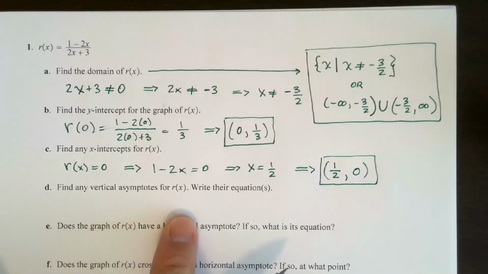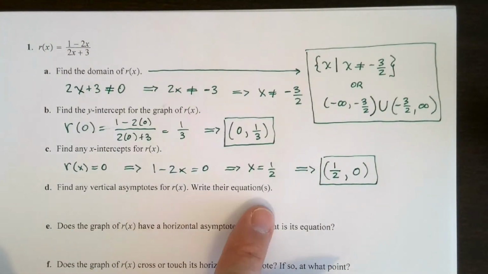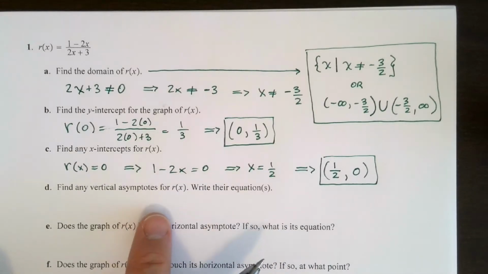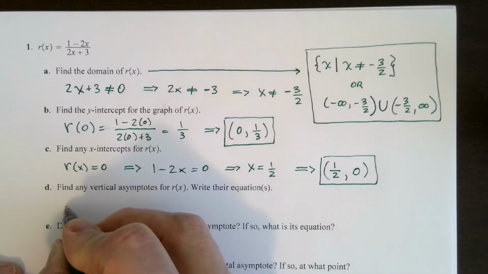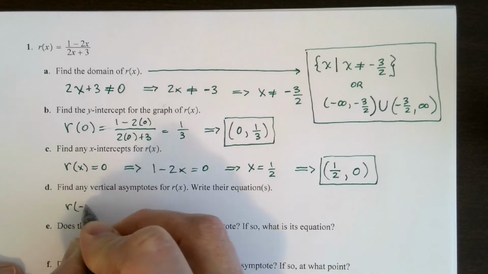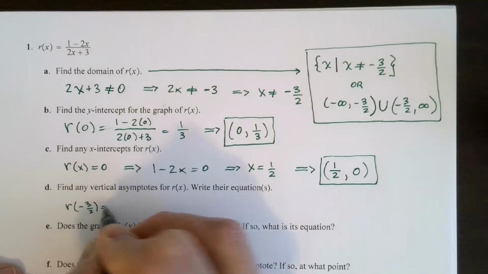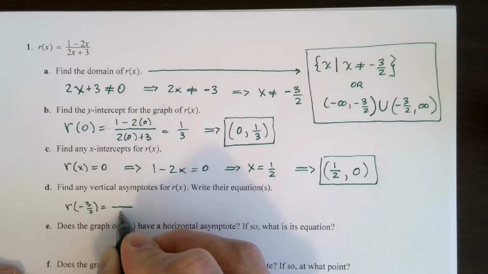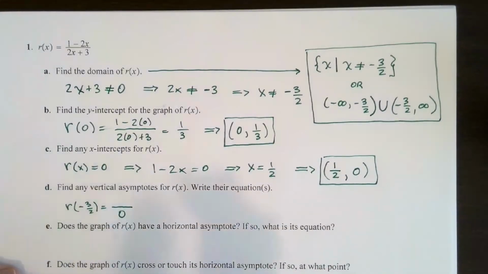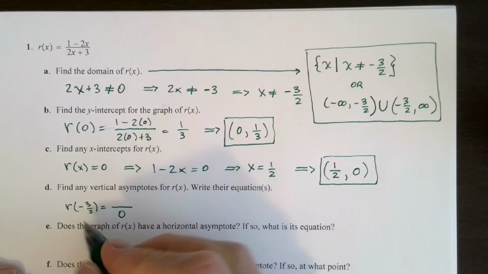Vertical asymptotes. Do we have any vertical asymptotes? And we're going to write their equation. Well, remember, the only possibility for a vertical asymptote is where we have a restricted value. The only question is, is it a vertical asymptote or is there a hole in the graph? So the restricted value is negative 3/2. So again, if I look at r of negative 3/2, what do I get as an output? Of course, we know the denominator is 0. Again, this is not going to be a real number. This is undefined. But the top would be what?